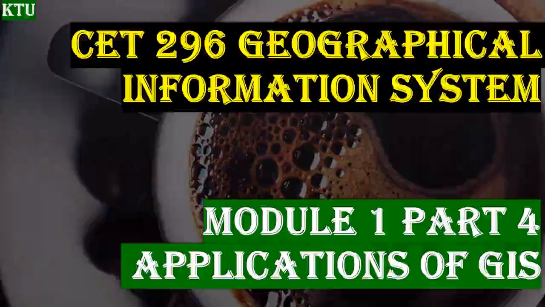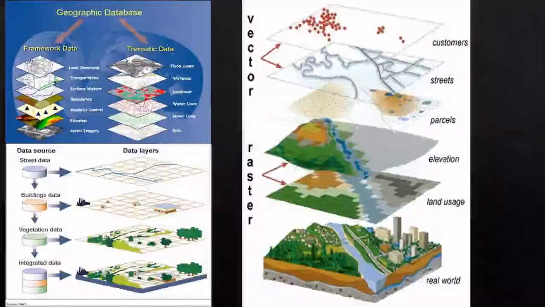So in today's class, let us see the applications of GIS. We have already studied the basics of GIS, the history of GIS and the components of GIS. And in components, we have seen about the data, the hardware, software, people and what are the methods involved for performing GIS. Today let us see the applications of GIS. So before going deep into the applications, let us have a small revision of what we have studied earlier.